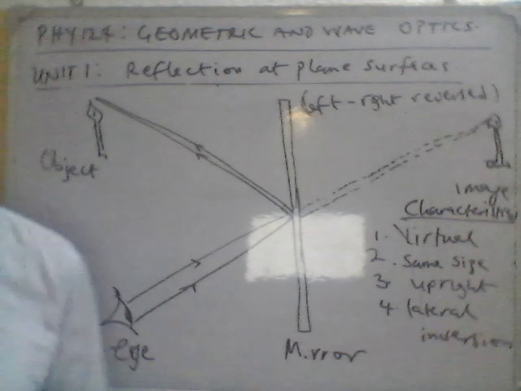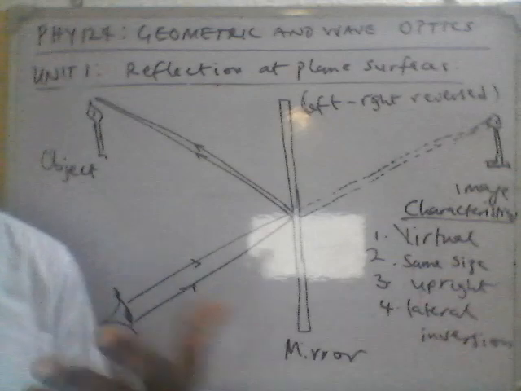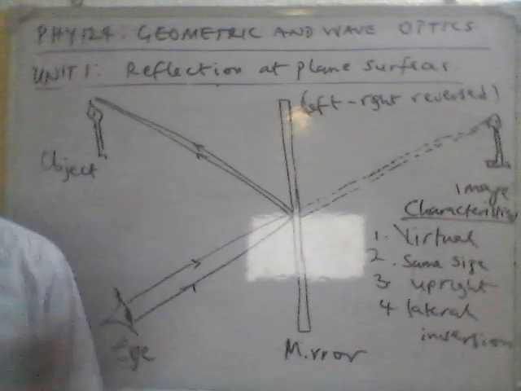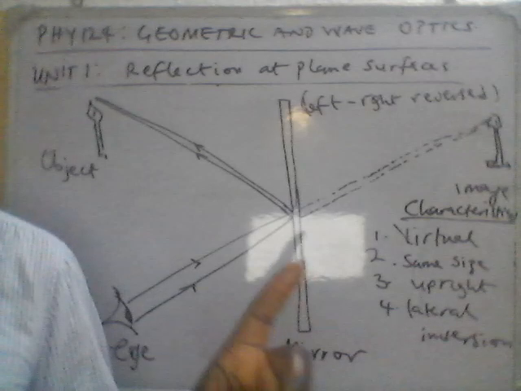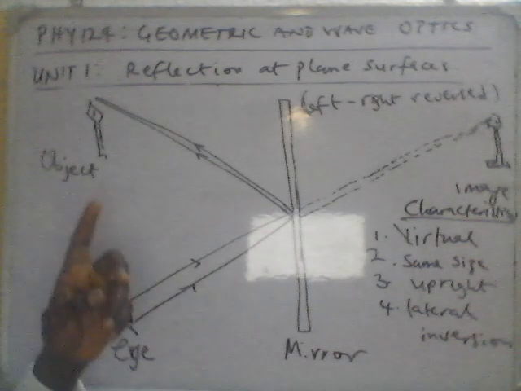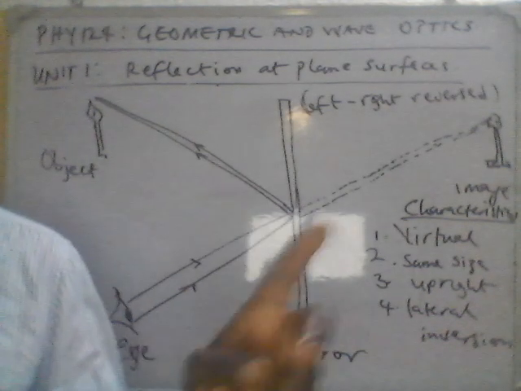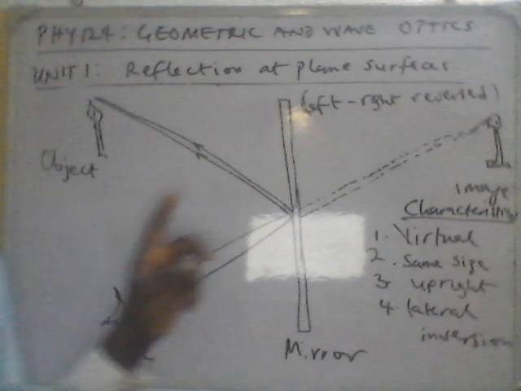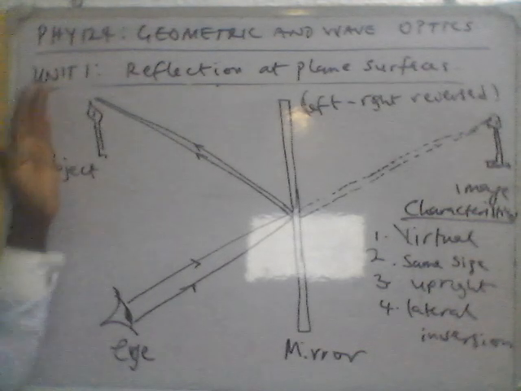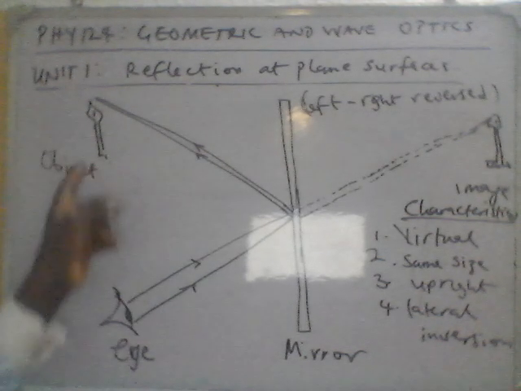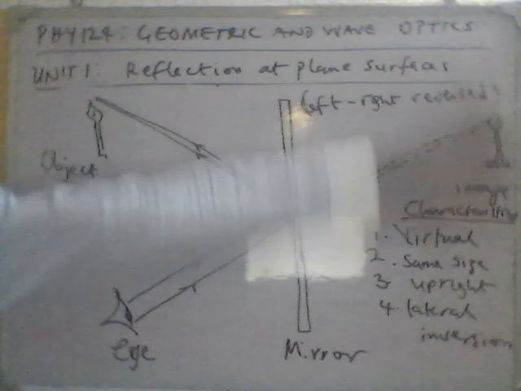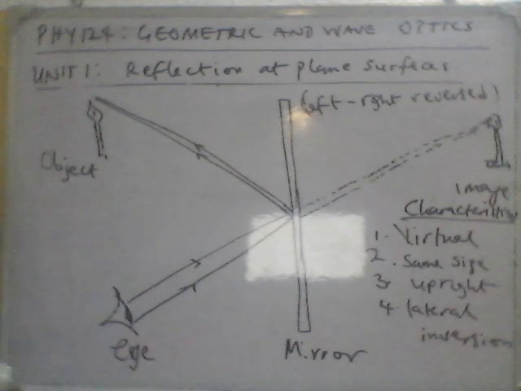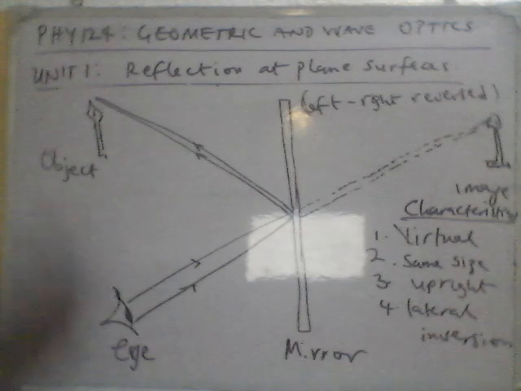So there's a left-right inversion. It's twisted. You understand? The right of the object becomes the left of the image, and the left of the object becomes the right of the image. The object is the real thing looking at the mirror. The image is the virtual thing behind the mirror. So the image that is formed behind the mirror has characteristics. It's very important to know that in this course.